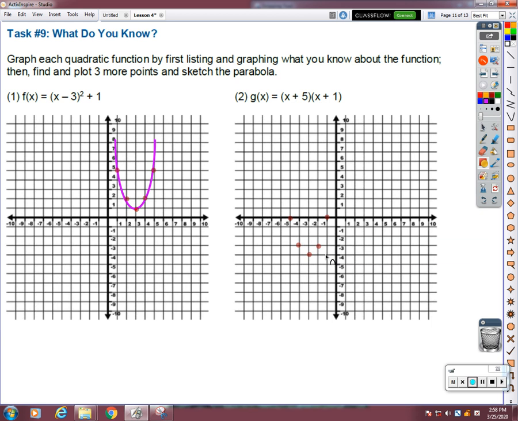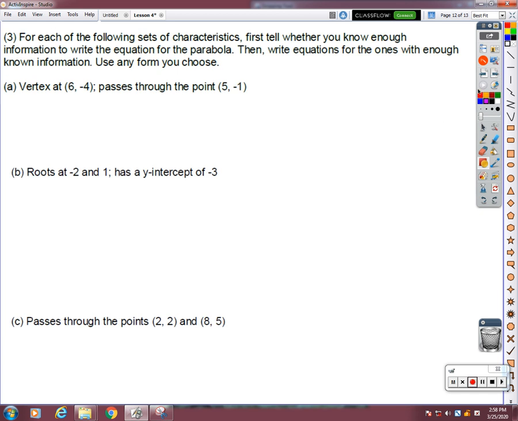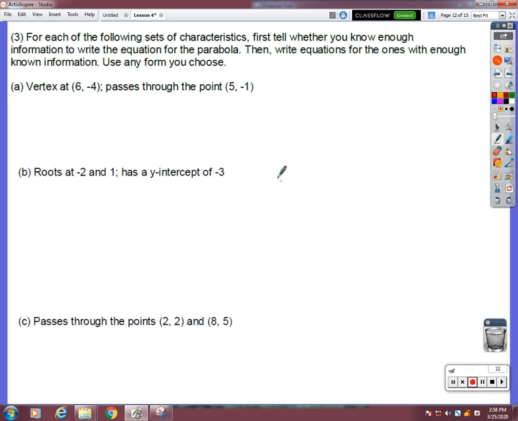So what if I start over here? Oh, that works. Okay, so there's my parabola there. And of course that would extend up past that. Okay, so now let's do the same thing, but this time let's write an equation.